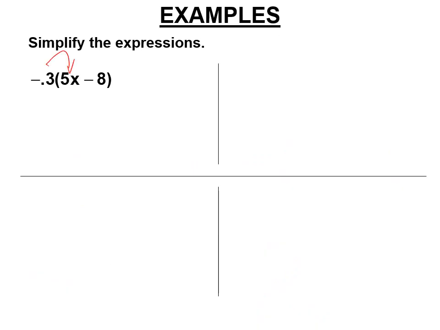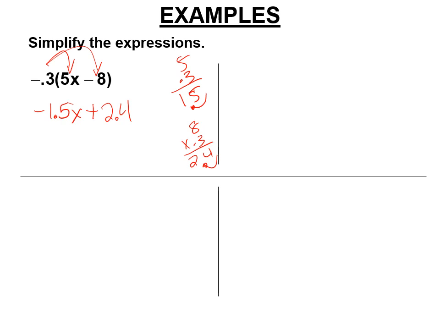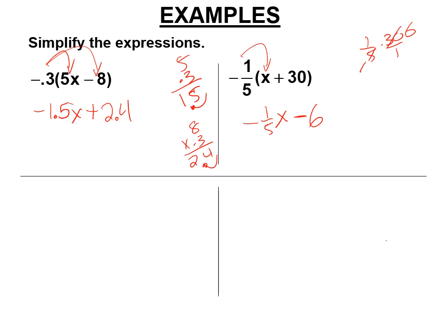Distributing a negative decimal, 5 times 0.3 is 1.5, so this is negative 1.5x. 0.3 times negative 8, two negatives make a positive, so it'll be plus, and 8 times 0.3 is 2.4, so it's negative 1.5x plus 2.4. Negative 1/5 times x is negative 1/5 x. Negative 1/5 times positive 30 is going to be negative something, right? It's going to be negative 6, and so we're going to make that minus 6.